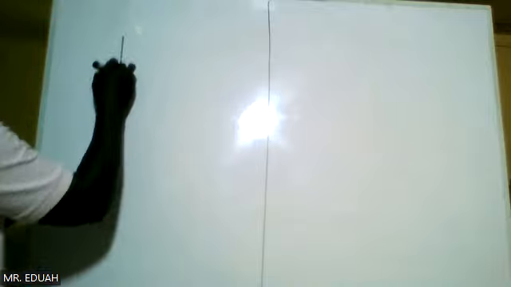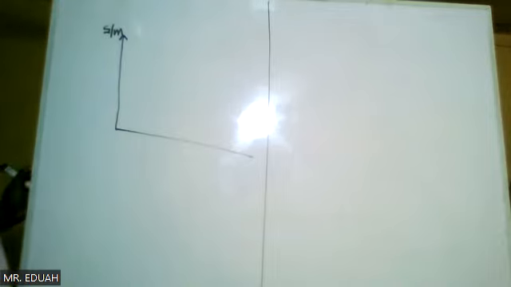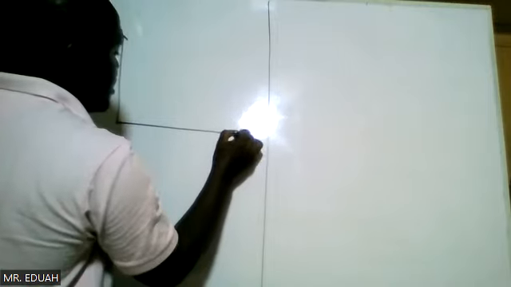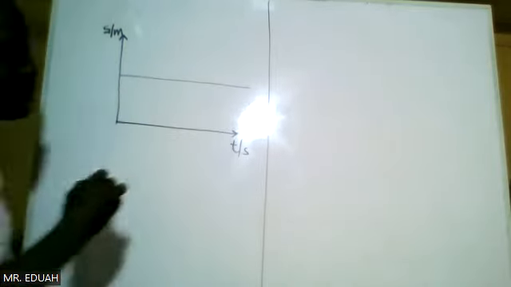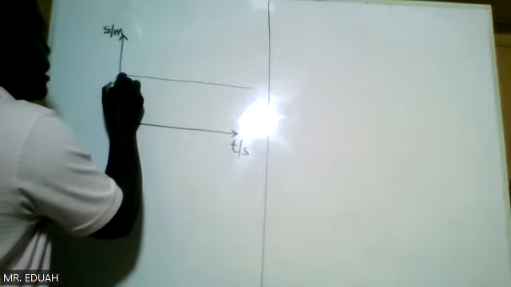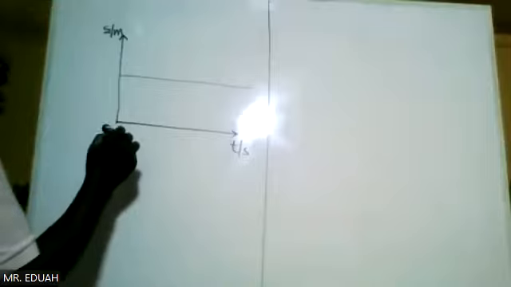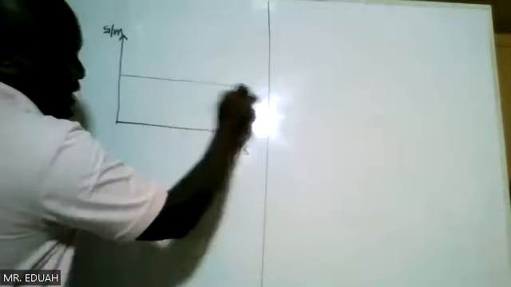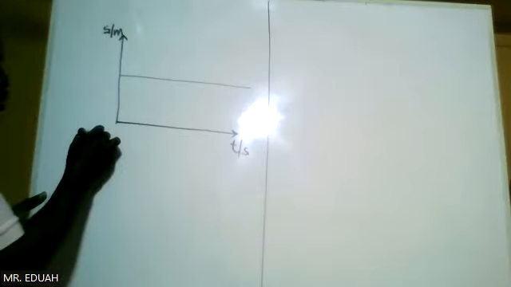If you have a displacement time graph and it's like this, this is displacement. The horizontal is the time axis, T. And the motion is like this. Take note that here the graph, which is a straight line, makes an angle of 0 degrees with the time axis.